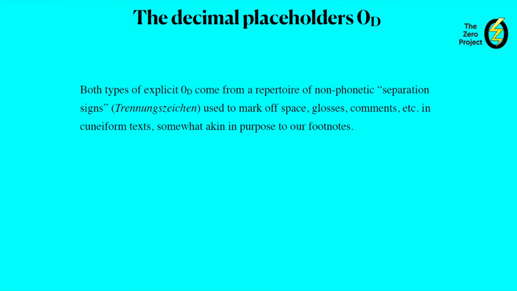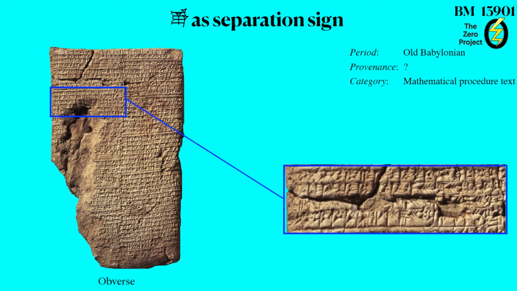And both of them, both the gan and the A, are used in Mesopotamian writing as a kind of separation sign normally. That is, in other non-mathematical, non-astronomical texts, it's used to mark off spaces, glosses, comments, etc. in general cuneiform text, somewhat akin in purpose to our modern footnotes. So it comes from that repertoire. The choice in Elam and in Meitoran, a different choice in each case, was made from the same repertoire of signs, from non-phonetic signs. Both these two signs, in fact, can be used also as phonetic signs, but that isn't where they come from in this particular usage.